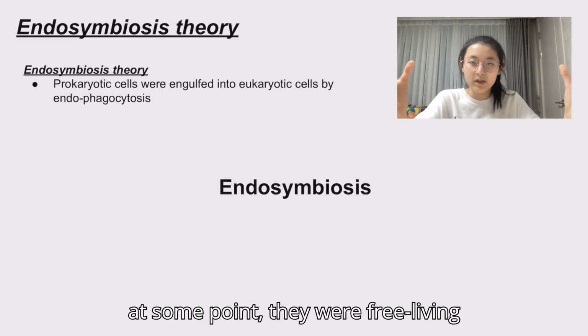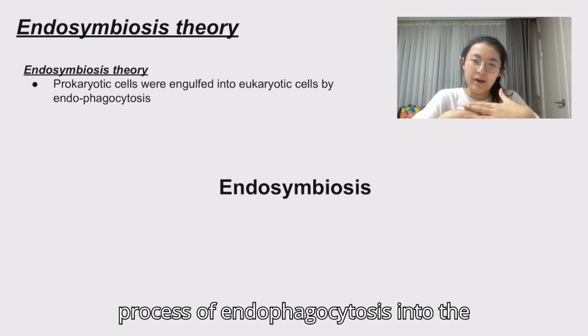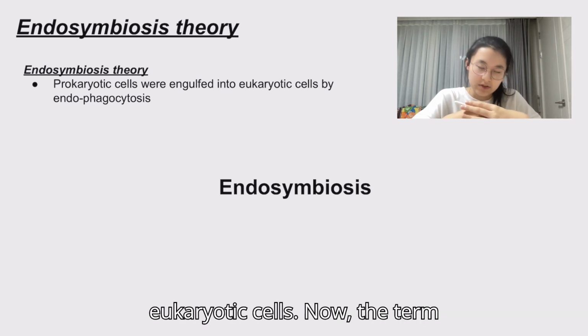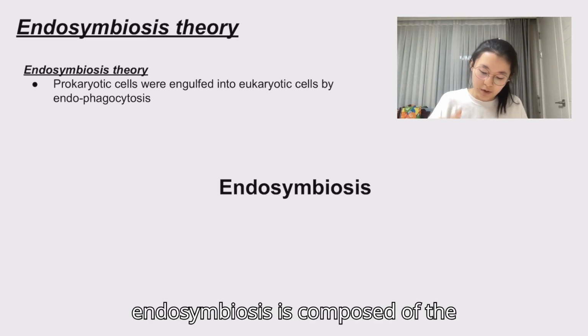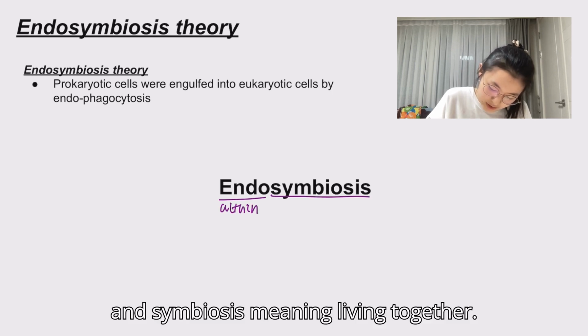Now, the endosymbiosis theory states that some of the organelles in the eukaryotic cells were once prokaryotic microbes, and at some point they were free-living prokaryotic cells that were engulfed by a process of endophagocytosis into the eukaryotic cells.